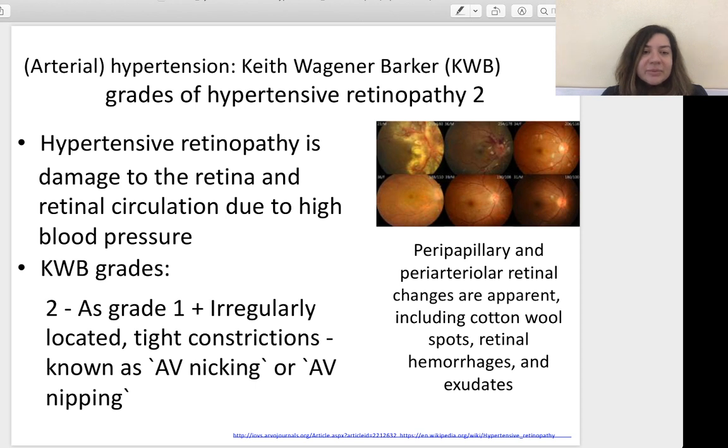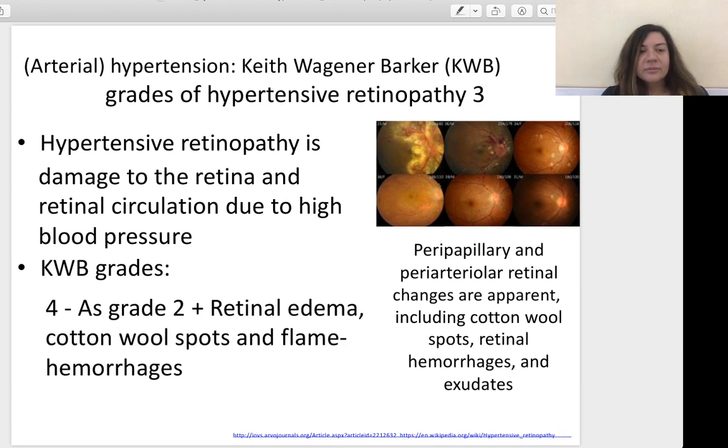Second grade is grade 1 plus, previous symptoms plus irregularly located tight constrictions known as AV nicking or AV nipping. Next grade is the previous grade plus retinal edema, cotton wool spots like in these pictures, and flame hemorrhages. These are hemorrhages that look like flames.